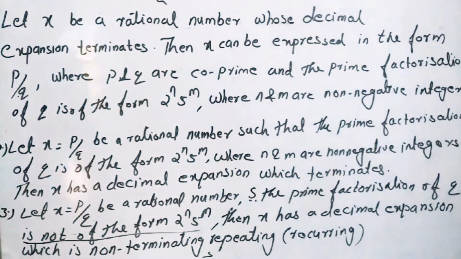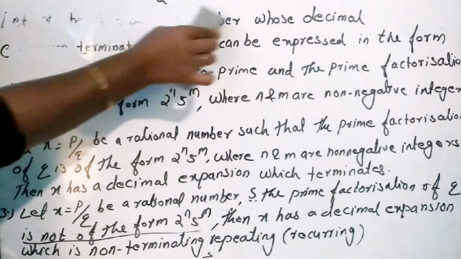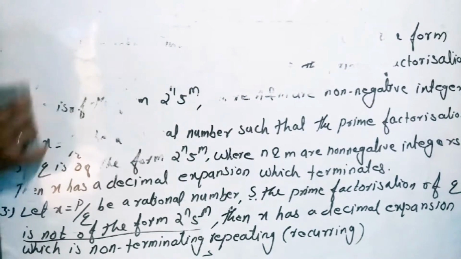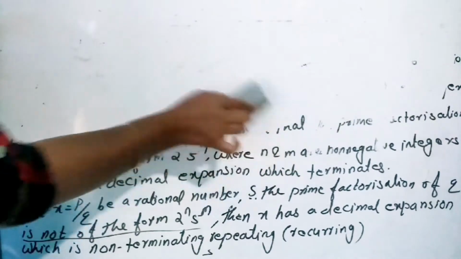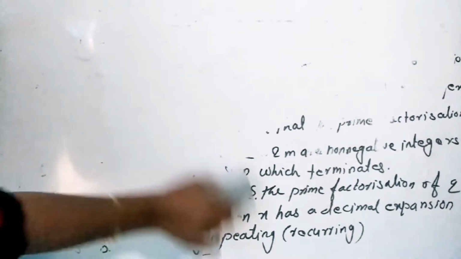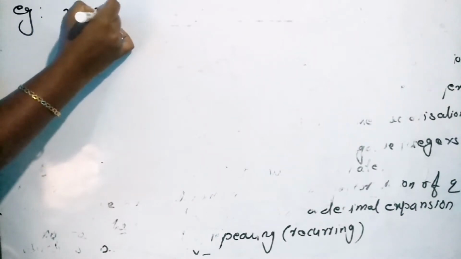Now, suppose one rational number is given and we need to find out the decimal expansion corresponding to that rational number. How can we find out the decimal expansion corresponding to a given rational number? Example, x is equal to 3 by 8.